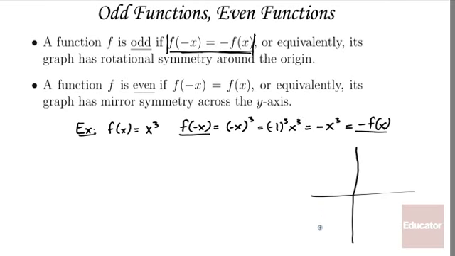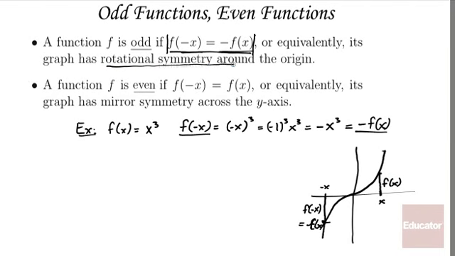Now, there's a way to check this graphically. If you graph f of x equals x cubed, it looks something like this. And that means that if you look at a particular value of x and you look at f of x there, and then you look at negative x, f of negative x is equal to the negative value of f of x. So that's what it looks like graphically. What it means is that the graph has what I call rotational symmetry around the origin.